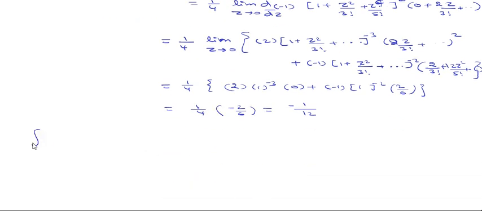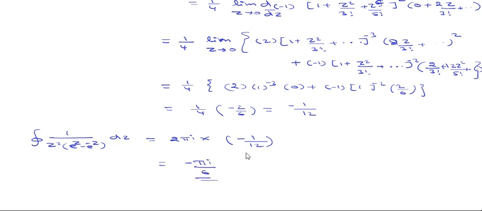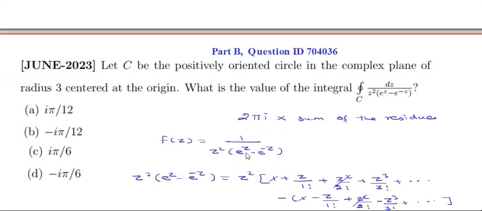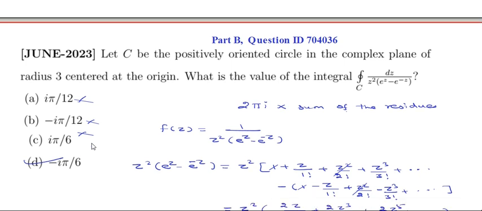So the value of the integral, that is 1 by z square into e power z minus e power minus z dz, is equal to 2 pi I into sum of the residues. Sum of the residues is minus 1 by 12, so this is equal to minus pi I by 6. So this is the correct answer. So now we will check the options. So minus pi I by 6, so option D is correct, and the rest of the options are wrong. So this is a part B question, it has only one correct option, so the correct option is option D.